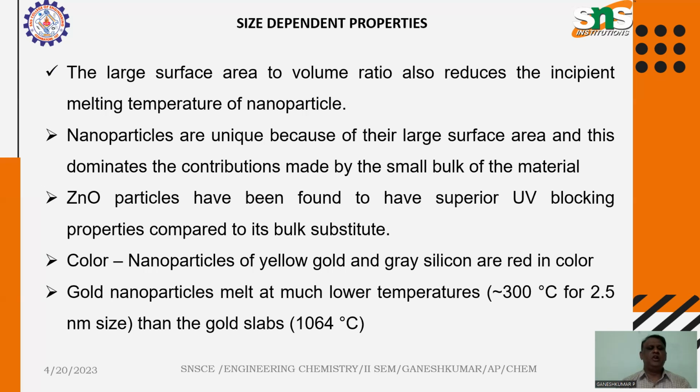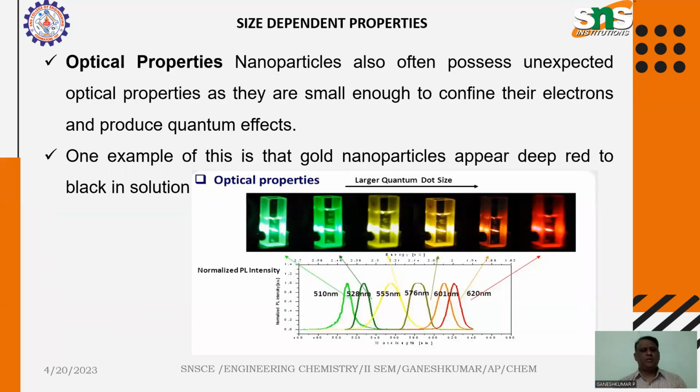When we consider a UV blocking property, we know that zinc oxide particles have been found to have very superior UV blocking properties when they are at nanoscale than at their bulk scale. So all these properties mainly happen due to the increase in surface to volume ratio. See the optical properties, how the beautiful color changes when the size changes. This can be explained by the quantum effects.